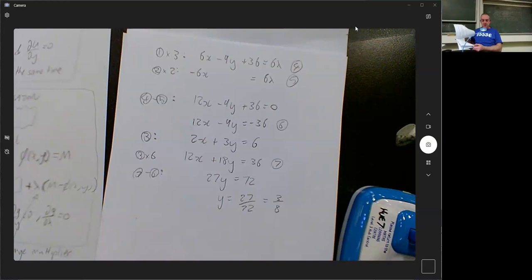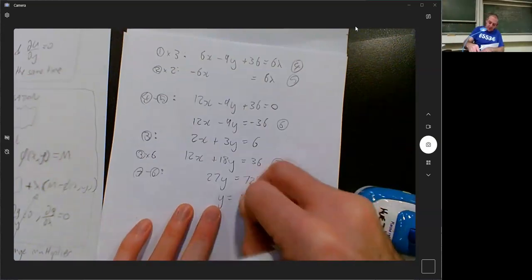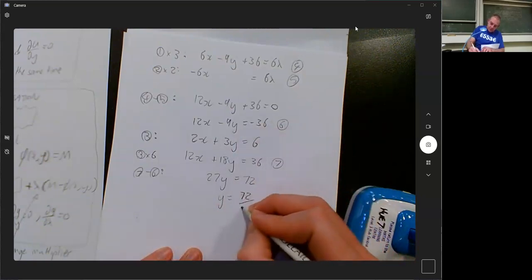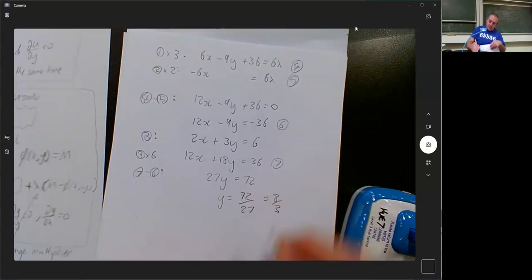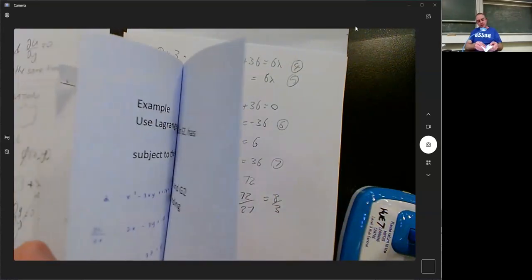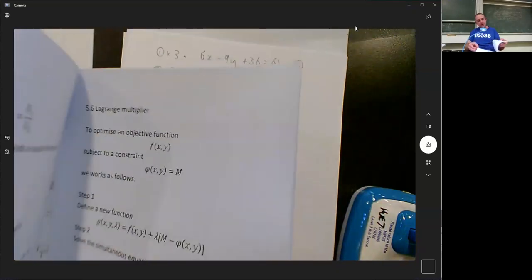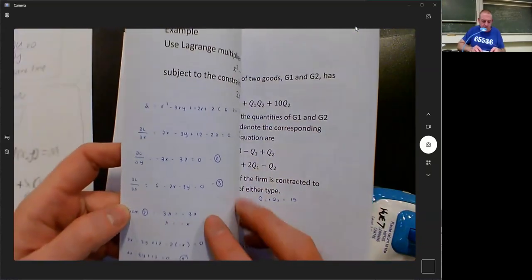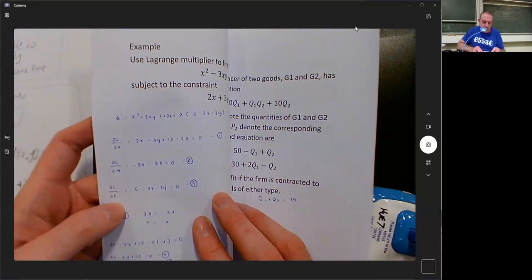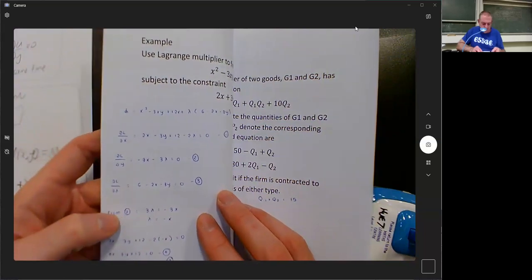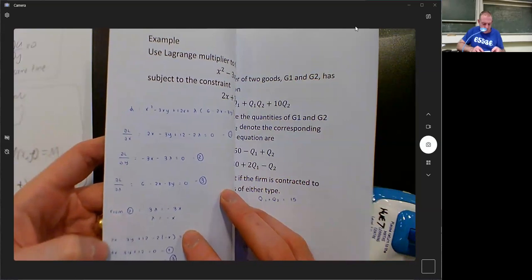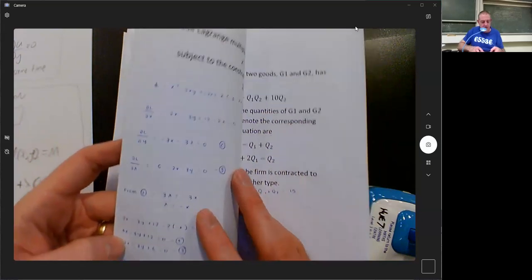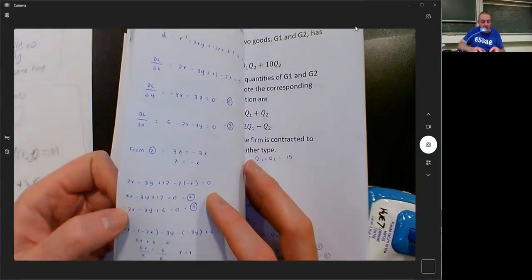I've got 4/3. Oh crap, it's 72 on 27. Lecturer's got 4/3, we've got 8/3. It doesn't really matter. We know how the process works now. Just really interested to see where our differences are. Oh, they did different things to us because they did subbing it in instead of multiplying by things.